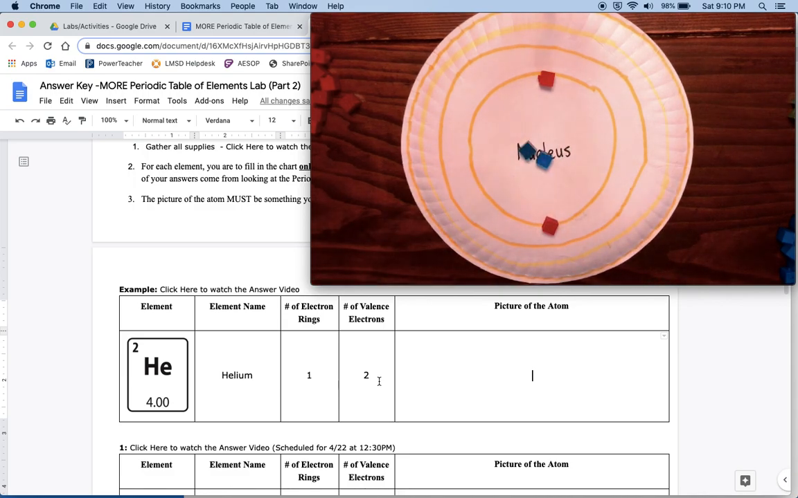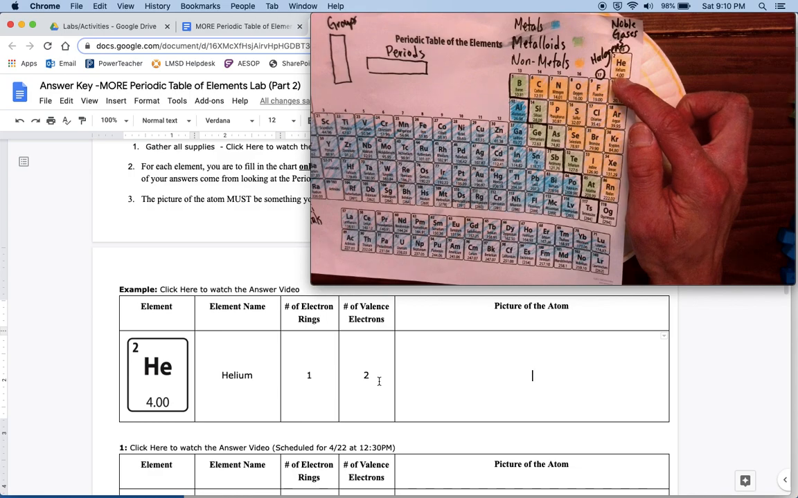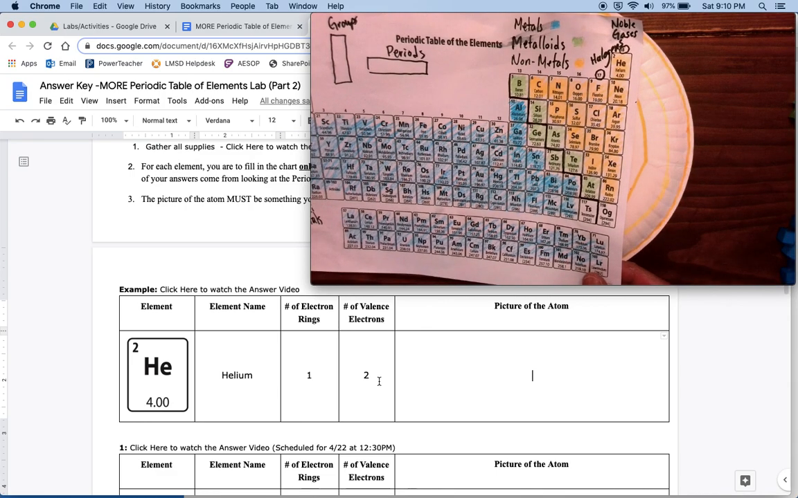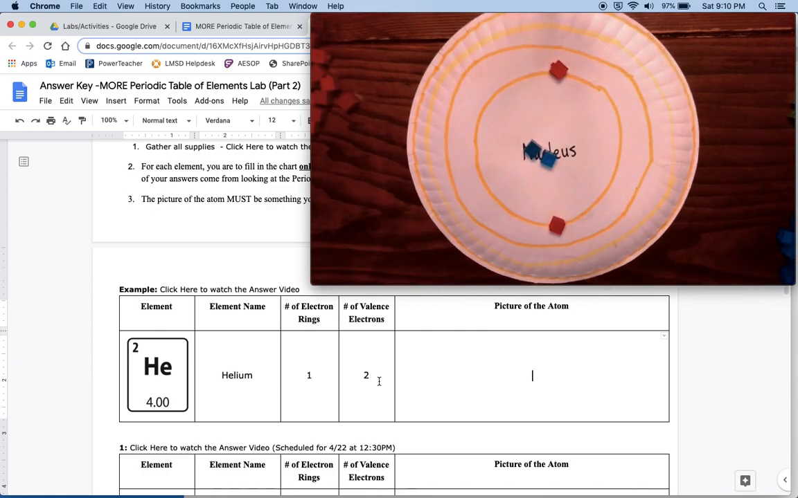Now, the hardest part is actually finding how many neutrons there are. That's basically looking here at the atomic mass. Remember, atomic mass is like the mass number, so this tells me the number of protons and neutrons. Since this is a 4, and I already have 2 protons, I should have 2 neutrons, because that'll give me 4 for my mass number, or my atomic mass. So this right here is the picture of helium.